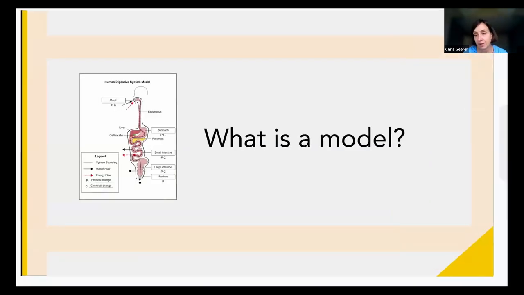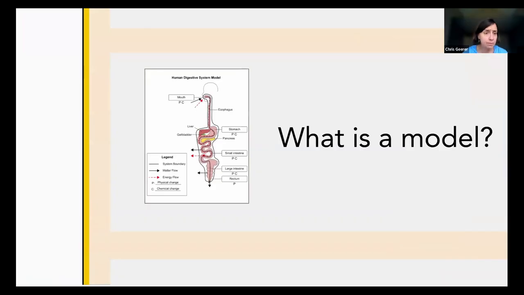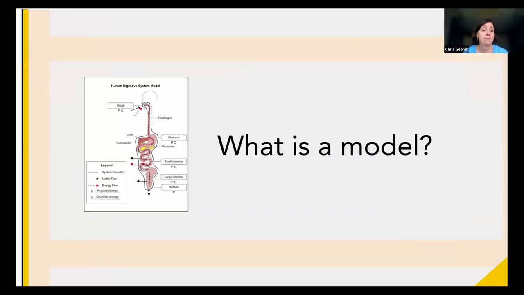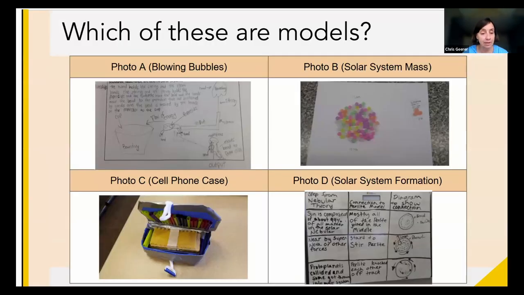So let's just talk briefly. I do this often when I do my phase 2 on modeling: think about what a model is. People have different ideas in their heads when we say modeling, and before we start really digging into it, let's think about which of these are models. These are all pictures that came from my classroom, and they are all MyStar related. Photo A is where the students were asked to blow bubbles through a straw into a bowl or a cup of water, and then model and describe what happened.